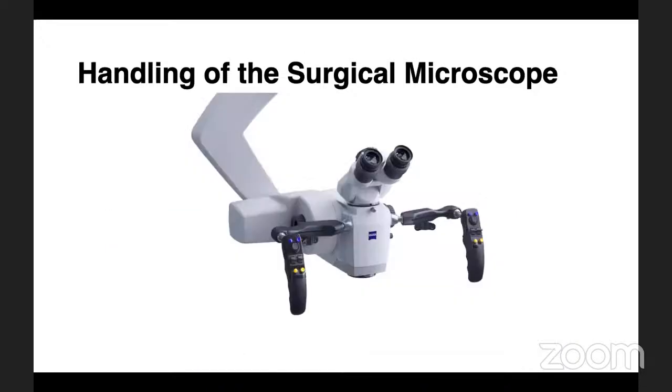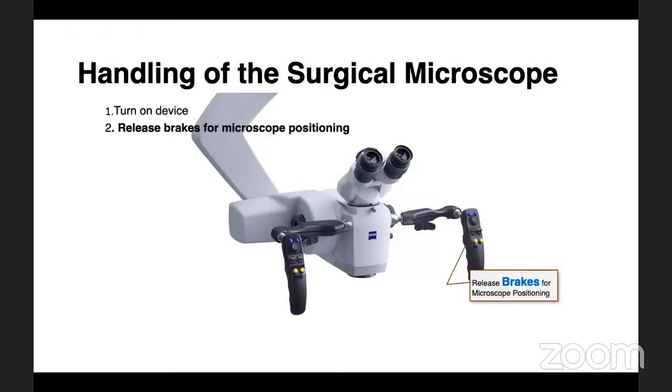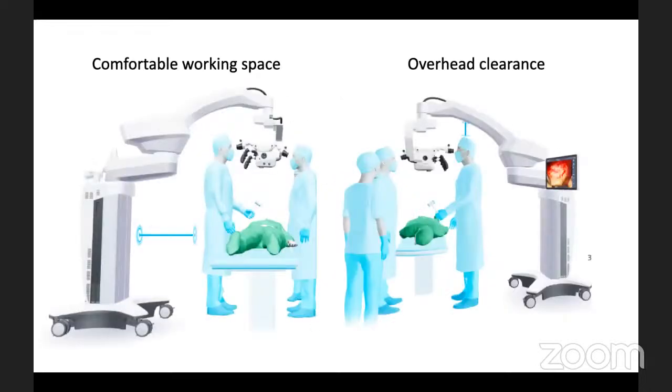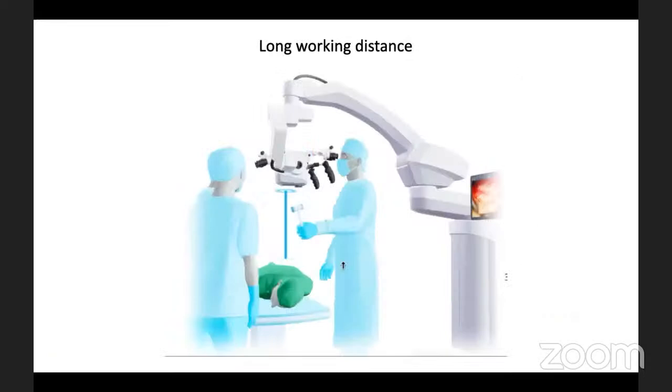Coming to handling of the microscope, the first thing is to turn on the device and release the brakes, and the microscope should be positioned. It should be positioned in such a way that there is a comfortable working space away from the stand and the suspension arm. There should be proper overhead clearance, and you should have a long working distance where you can easily handle the instruments without damaging the objective lens.